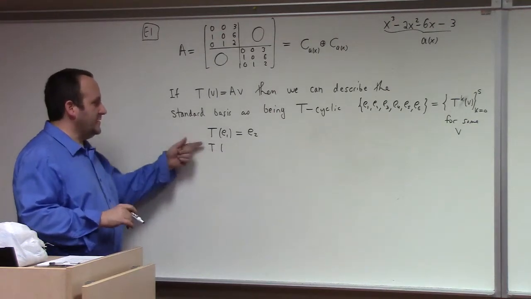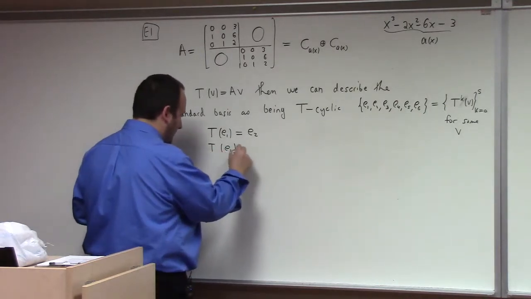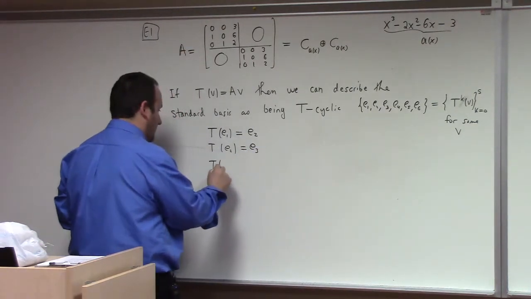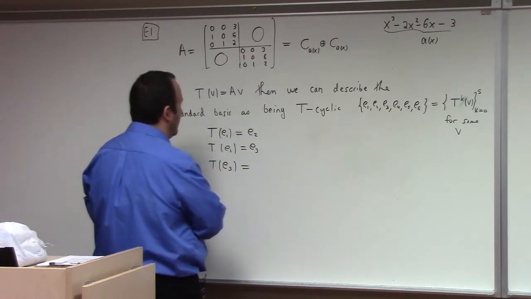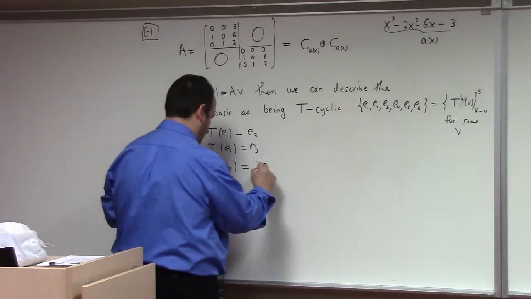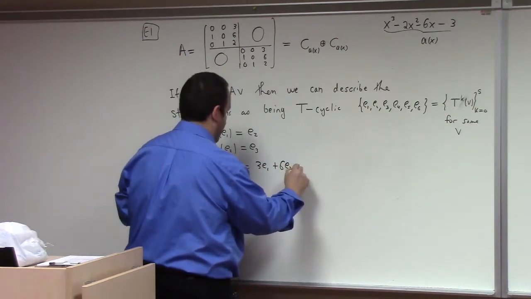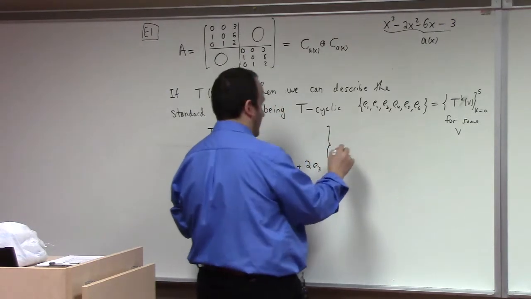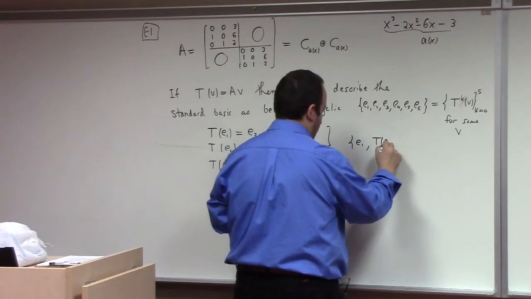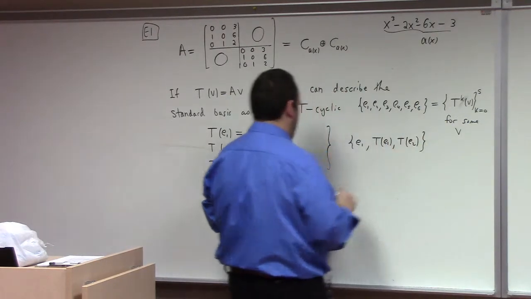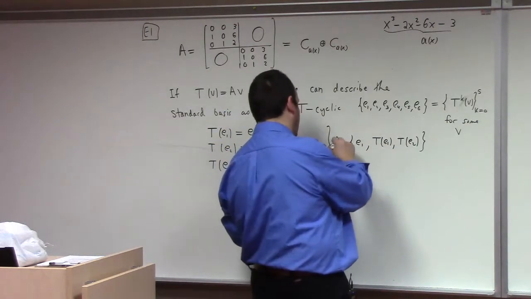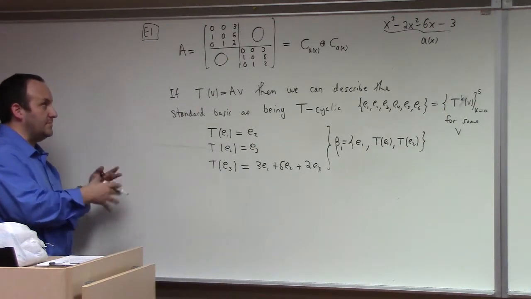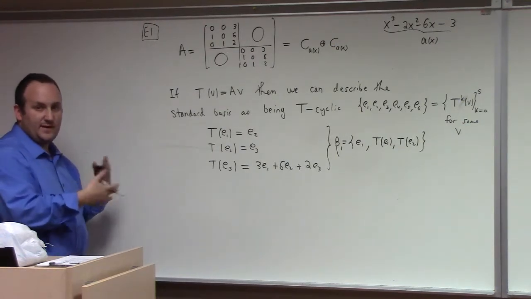All right, so T of E1 is E2, T of E2 is what? E3. T of E3 is what? Right. So what we have here is E1, T of E1, T of E2. That, let's say beta 1, is a T-cyclic subbasis on the subspace of R6, which is spanned by E1, E2, and E3.